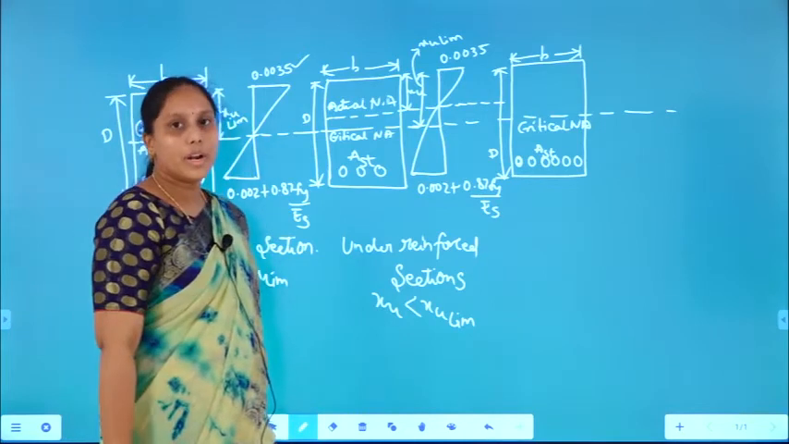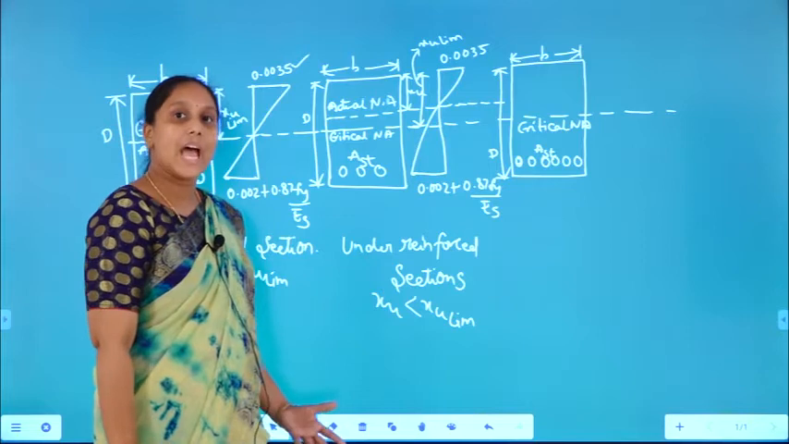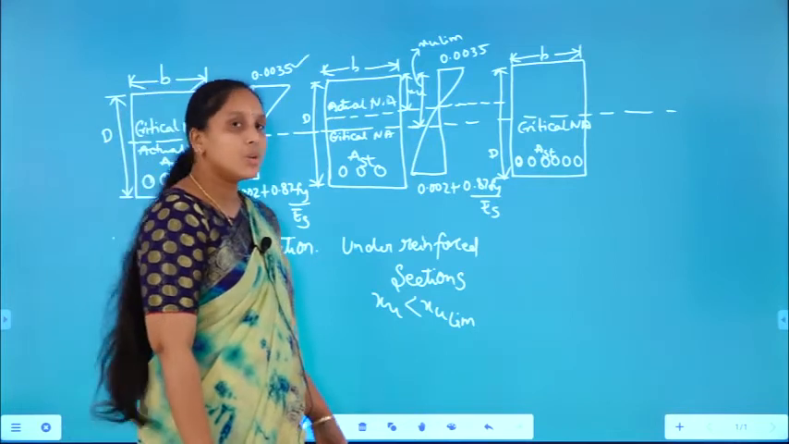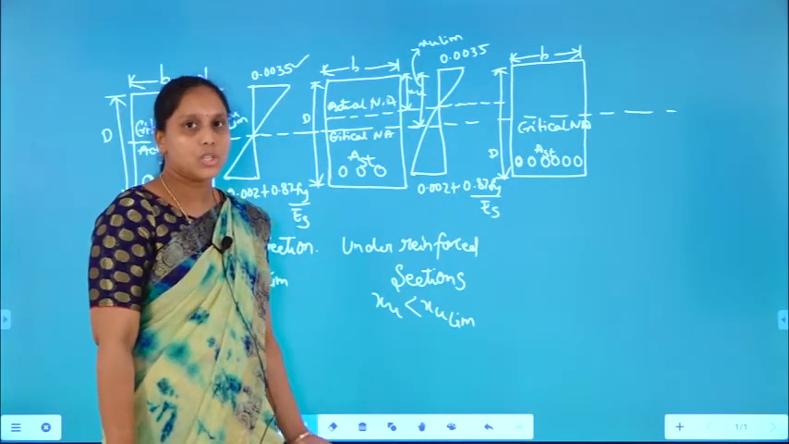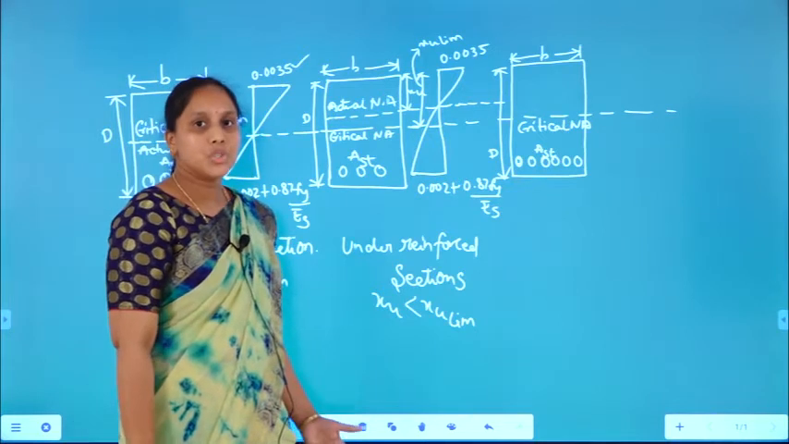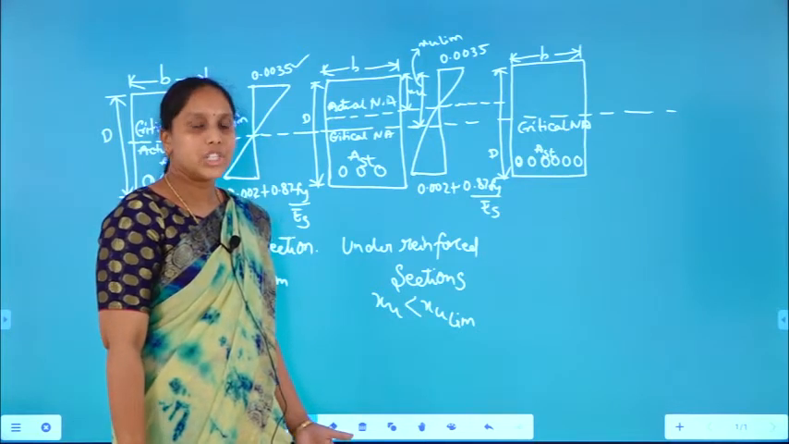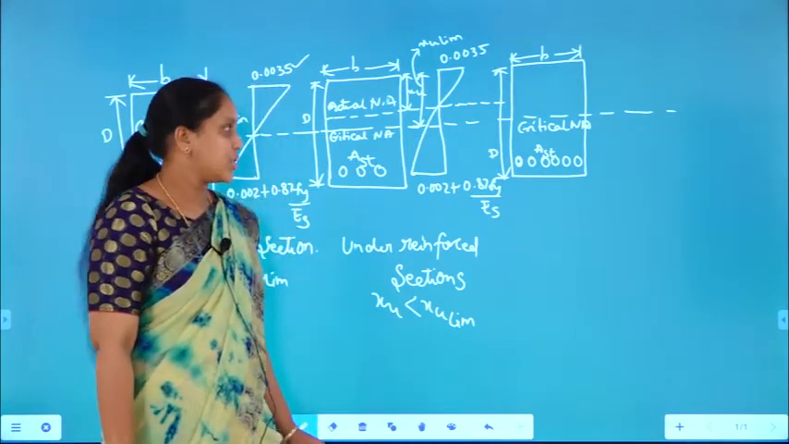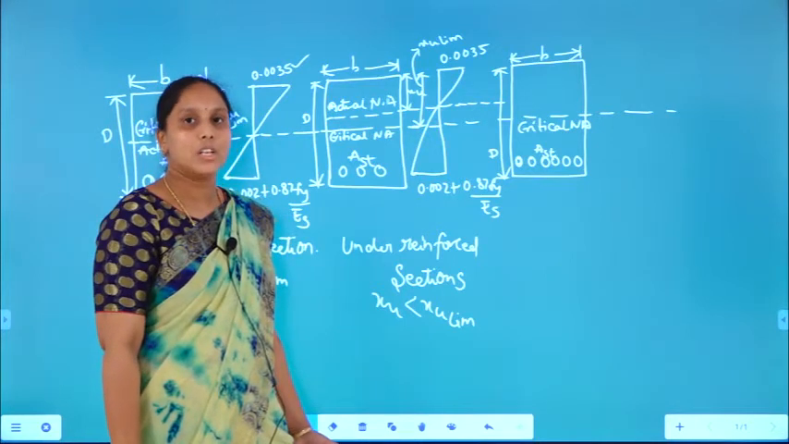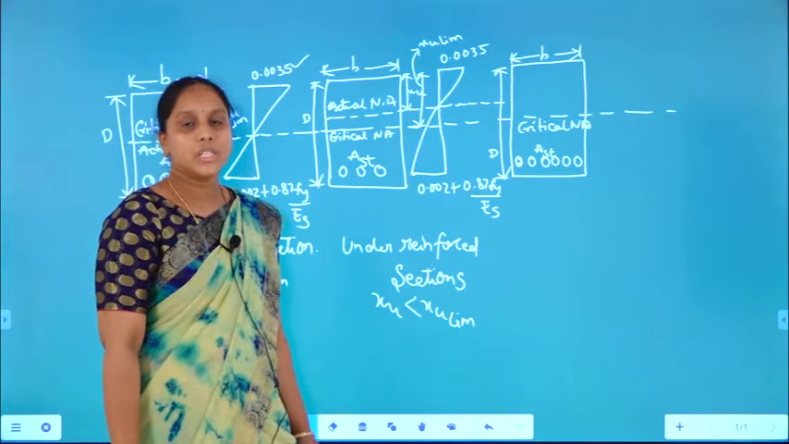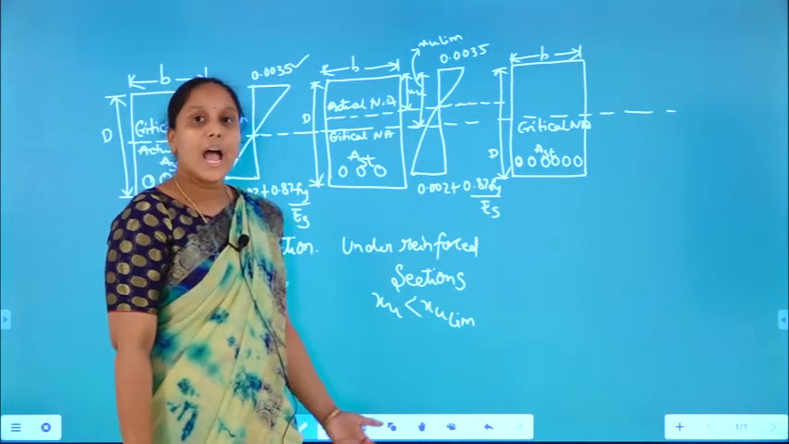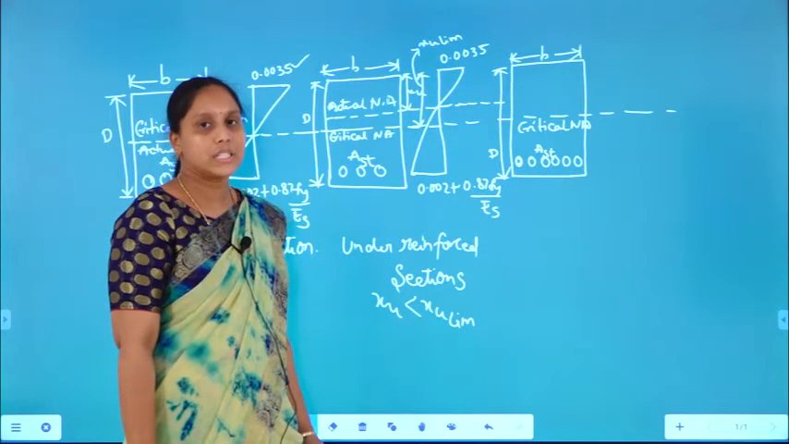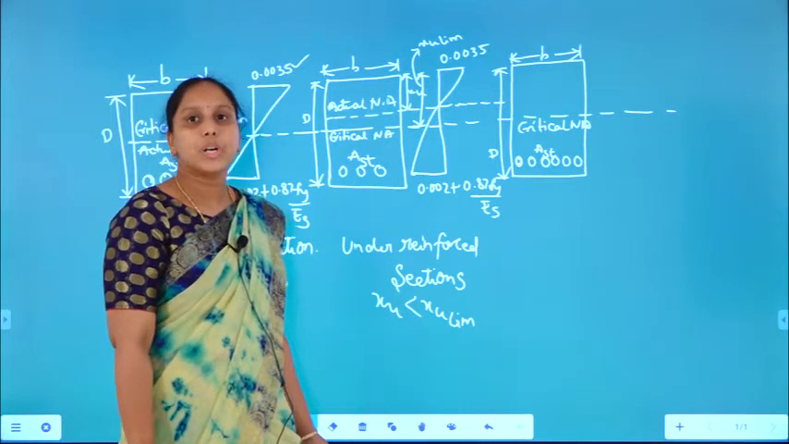Now, in an over reinforced section, that is, we are providing more steel than it is required for a balanced section. So, what is happening here, as we are providing more steel, the maximum strain in the concrete is reaching first than steel. That is, in an over reinforced section, the concrete will reach its maximum value first. So, due to that, the actual neutral axis is shifting downwards. That is, the actual neutral axis will be below the critical neutral axis.